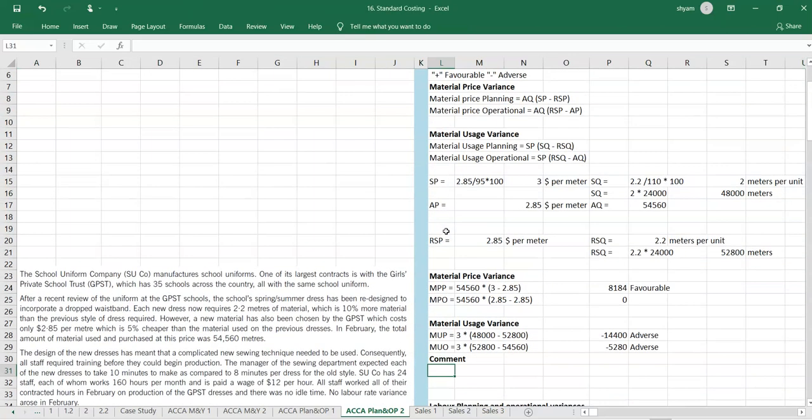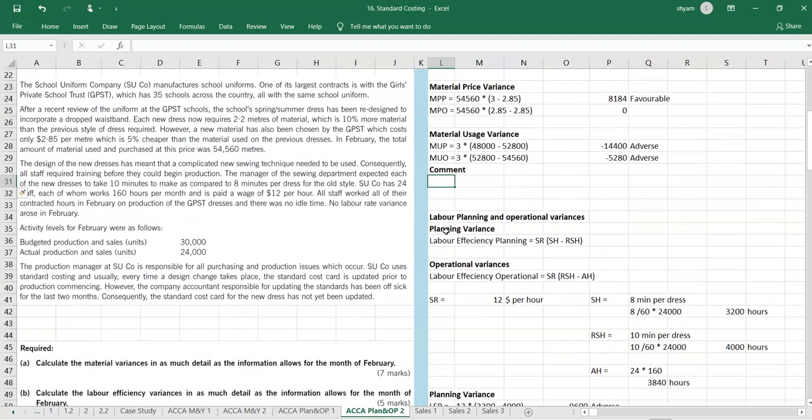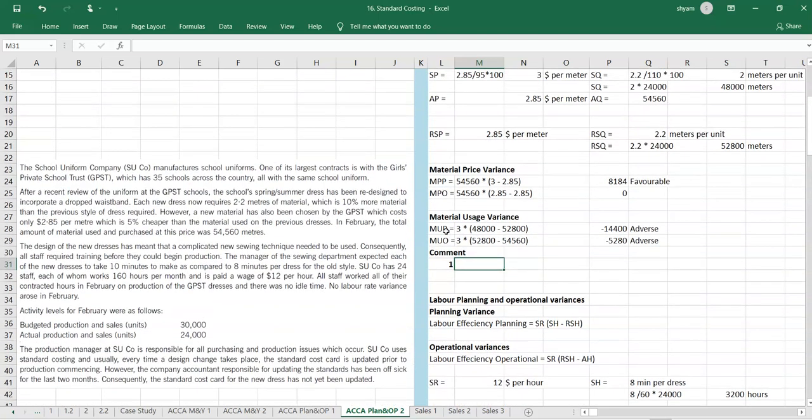In terms of labor, they're asking how the production manager has performed. We'll take it as point number 1. Price wise, the standard price was 3.3 and it has been reduced to 2.85. So for the material price planning variance, the production manager is not responsible.